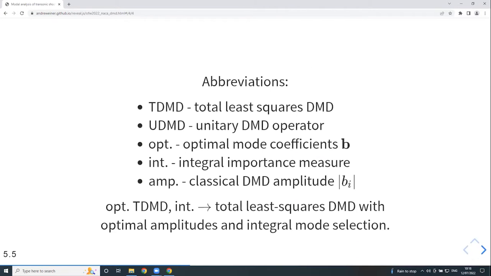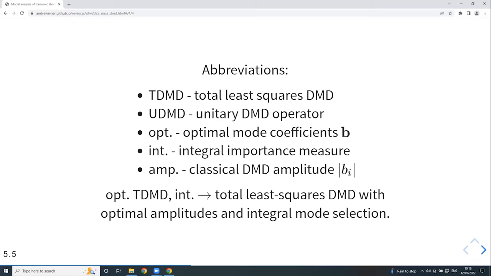Okay. And in the results section, I will use a couple of abbreviations. TDMD would be total least squares pre-processing and then standard DMD. UDMD would be operator DMD with the unitary constraint on the operator. Optimal will be optimal mode coefficients. Integral will be the integral importance measure. Amplitude will be the standard way to measure importance. So for example, if you have opt DMD int, it will be total least squares DMD with optimal amplitudes and integral mode selection.